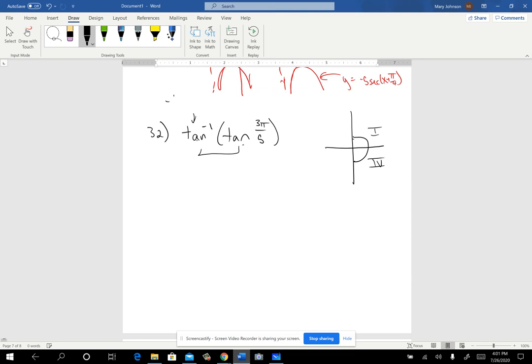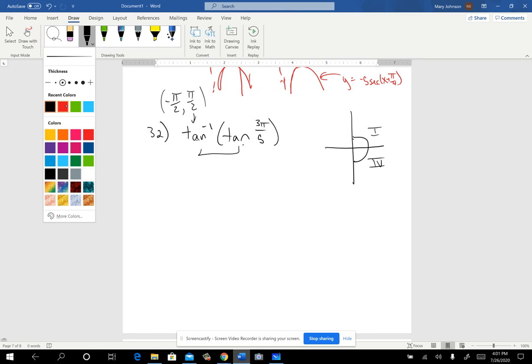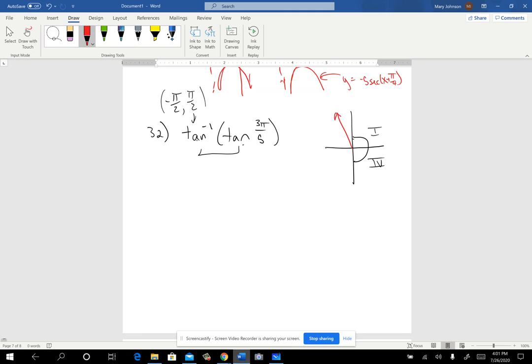So the answer to this has to be between negative pi over 2 and pi over 2. And 3 pi over 5, that's over here. 3 over 5 is more than halfway to pi, so it's a little bit over here. This would be 3 pi over 5. So this is trickier than you think.